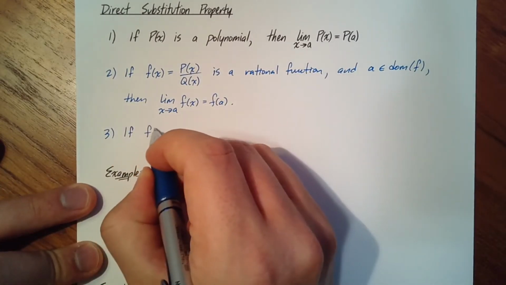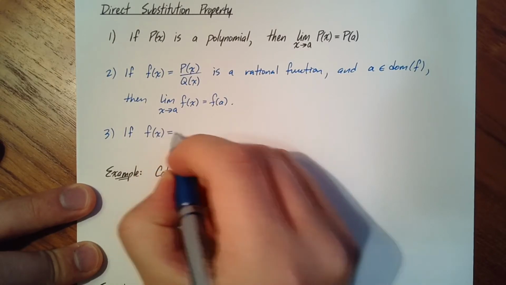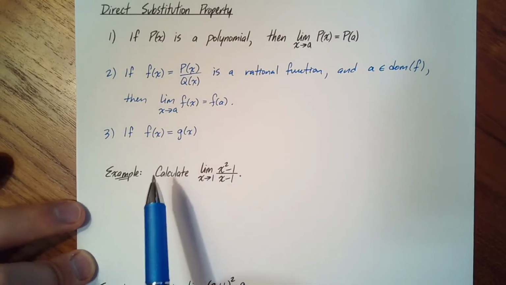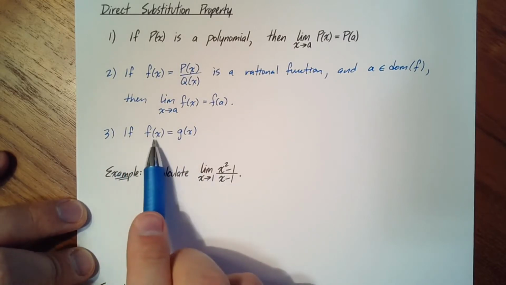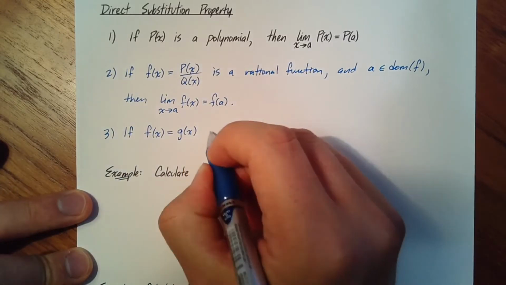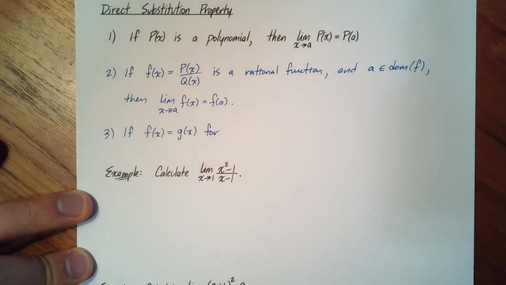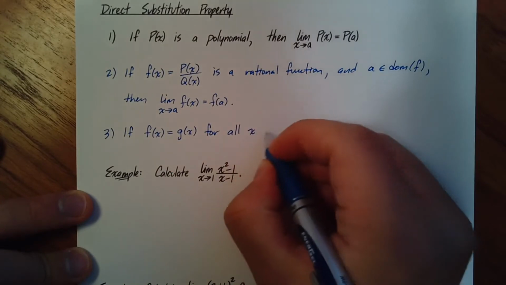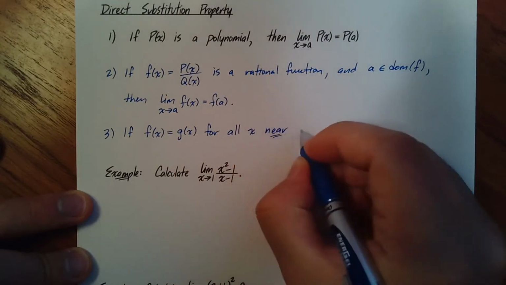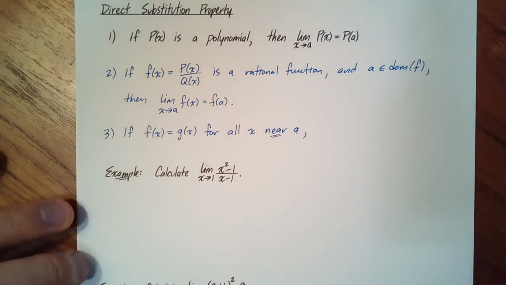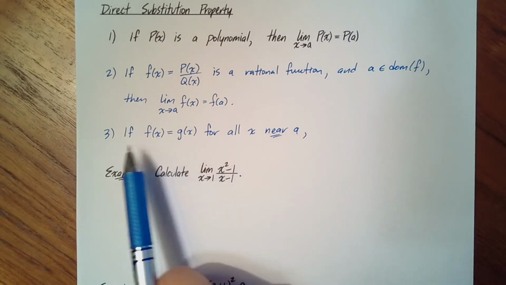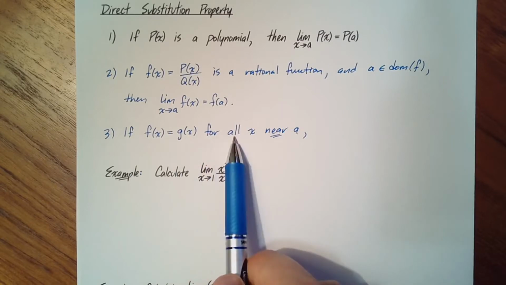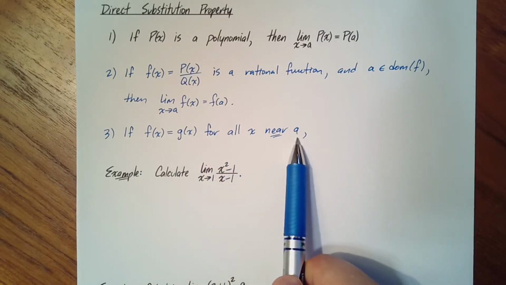Let's say we got two functions, f and g. So let's say if f and g are not necessarily the same function, but their output values do agree for all x in the vicinity of a or near a. So let's say for all x near the point a. So remember what that means? Remember what it means for something to happen near a point? f of x is equal to g of x for all x near a if the following is true.